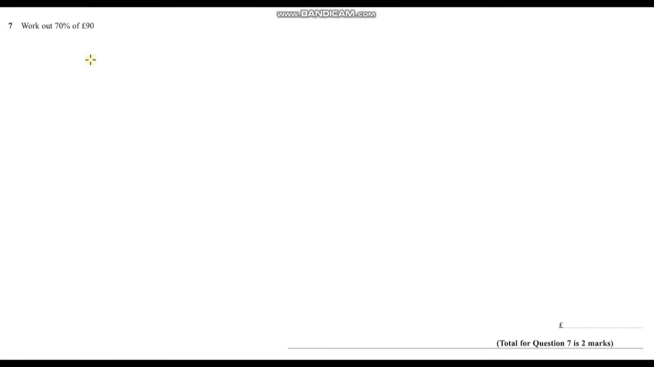So we've got £90 and we're just going to multiply it by 70%. Or if we convert this to a decimal, that is just 0.7. So we're just going to do £90 multiplied by 0.7. We can use a calculator, but I know that 9 times 7 is 63. So this is the same as £63. So that is our answer, £63.